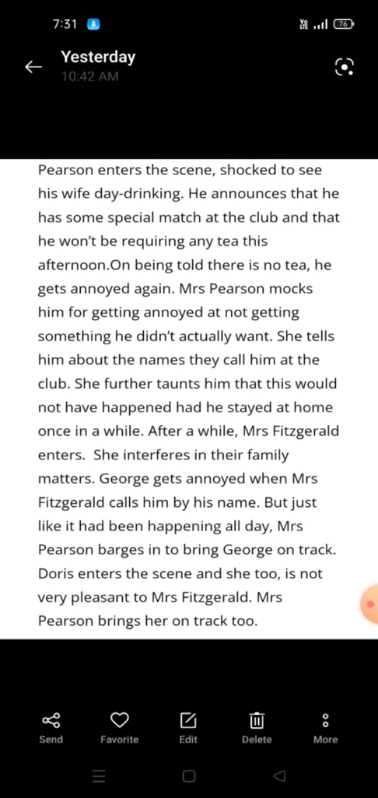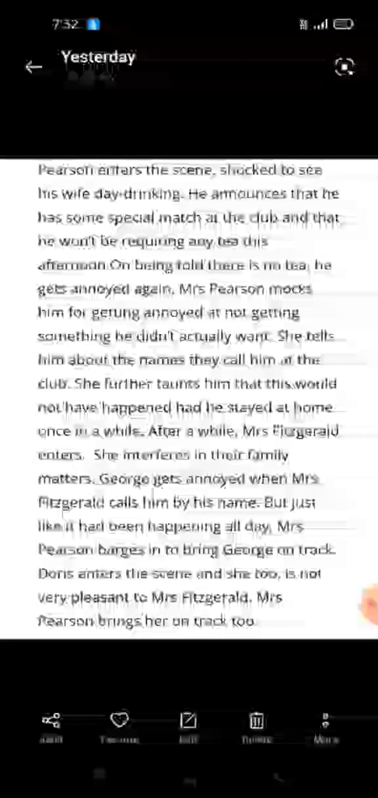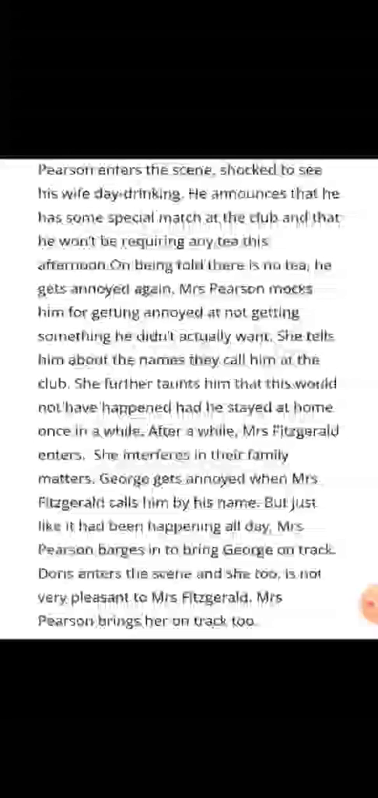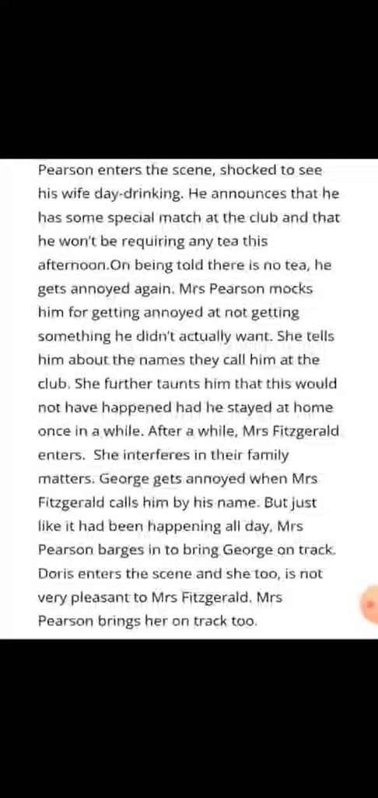George Pearson enters the scene. Okay, George Pearson, who is George Pearson? George Pearson is the husband of Mrs. Pearson. He enters the scene and tells her that he would not take any tea and the dinner for the day because he was going to the club where he would have his tea as well as the dinner.